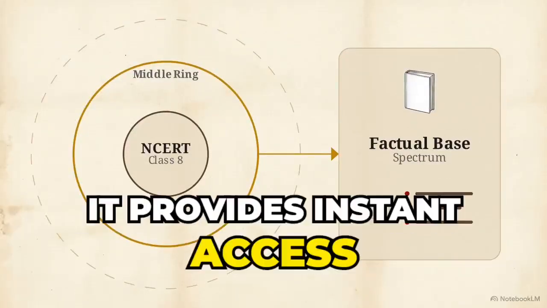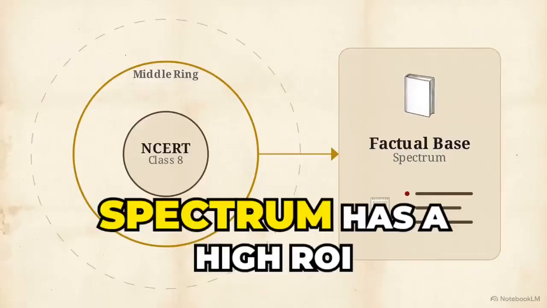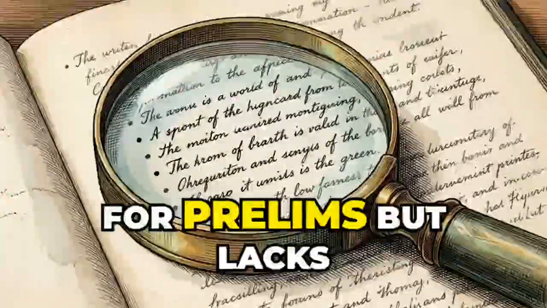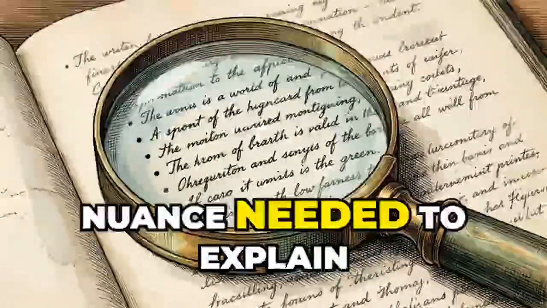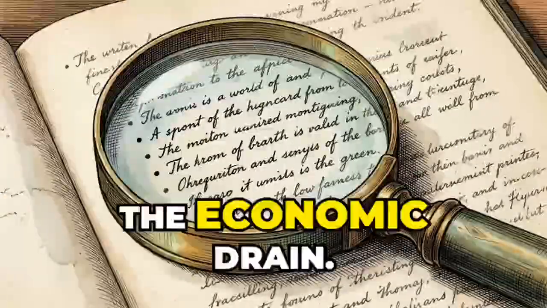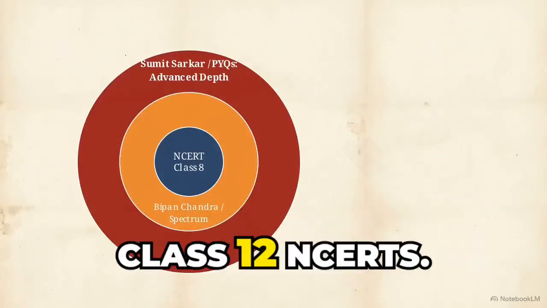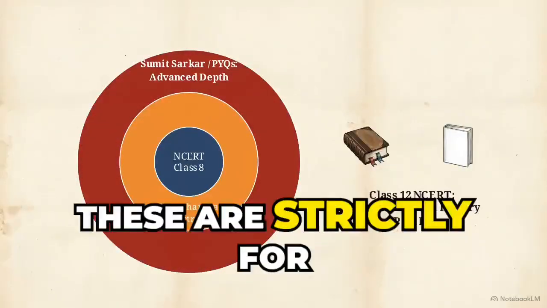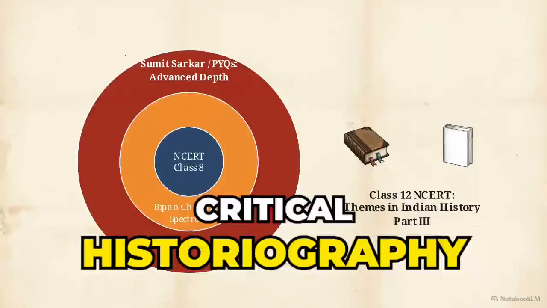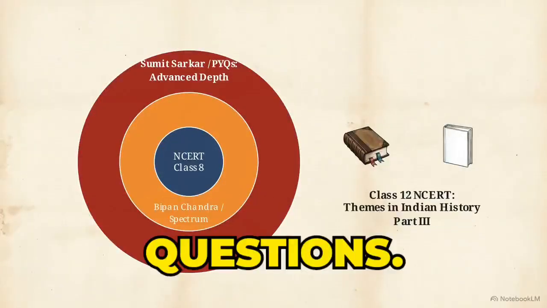It provides instant access to bullet points and facts. Spectrum has a high ROI for prelims, but lacks the historiographical nuance needed to explain complex theories like the economic drain. The outer circle includes Sumit Sarkar's work and Class 12 NCERTs. These are strictly for critical historiography and deep analysis of past questions.